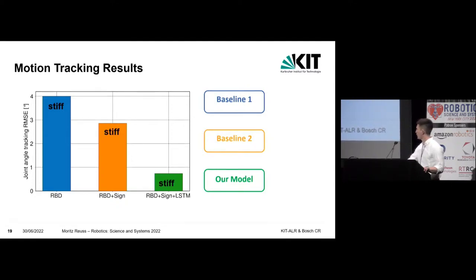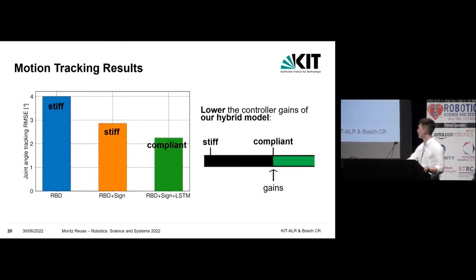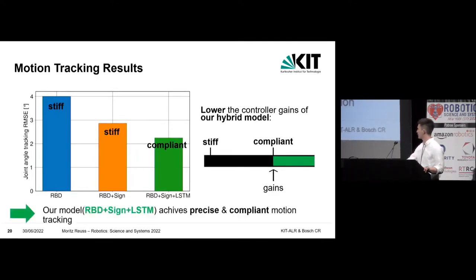Further, we're able to show that it's precise enough that we can even lower our controller gains from traditional stiff gains to compliant ones, while still maintaining a higher accuracy than our baseline models with a stiff controller. This shows that the residual LSTM is able to capture dynamic effects efficiently from data. It can be used for precise and compliant motion tracking.